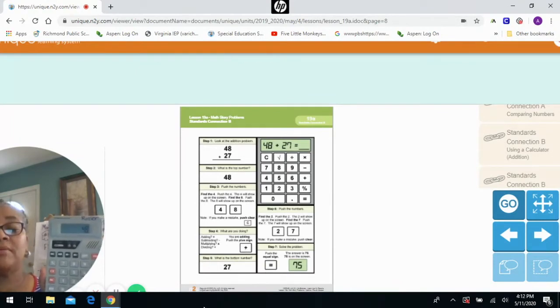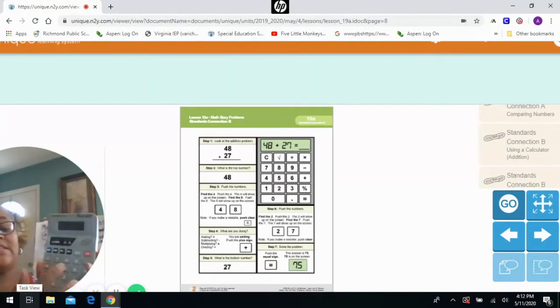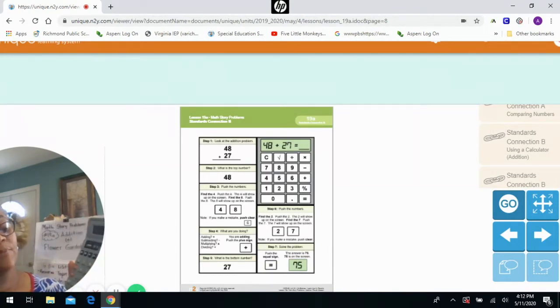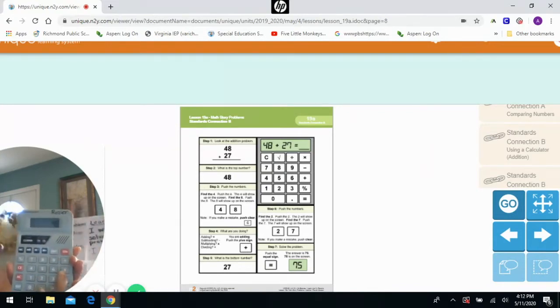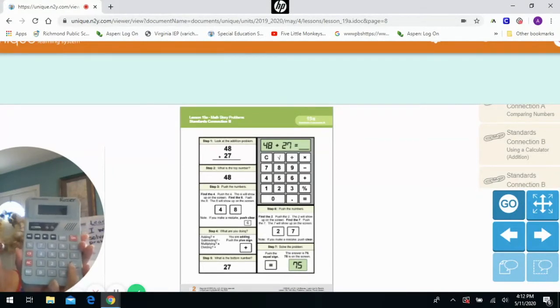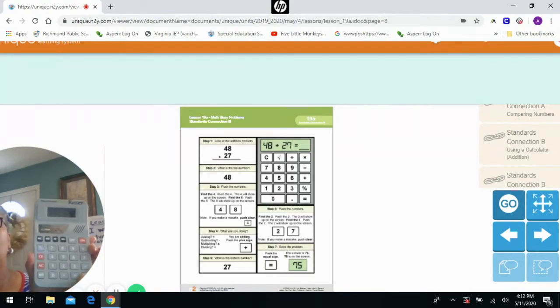And the bottom number, let's put the bottom number in. Let's hit our sign first because we are adding. So we have to put the what? The plus sign. And the plus sign is over here with all of the symbols. You have the division sign, the multiplication sign, the subtraction sign, and the plus sign. That's the one we want to hit.